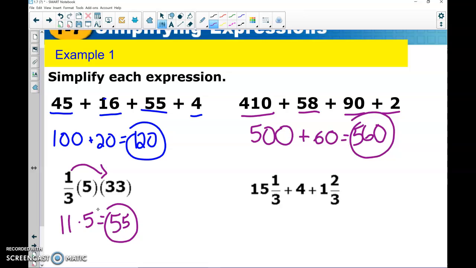All right, and then in this last example, I have 15 and 1/3 plus 4 plus 1 2/3. So again, kind of the same thing. I wouldn't add the 15 and the third plus the 4 right away. I'd maybe add our fractions right away.